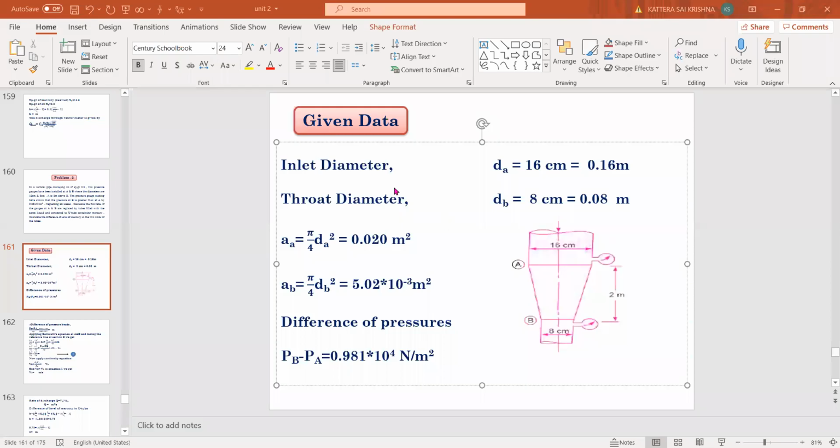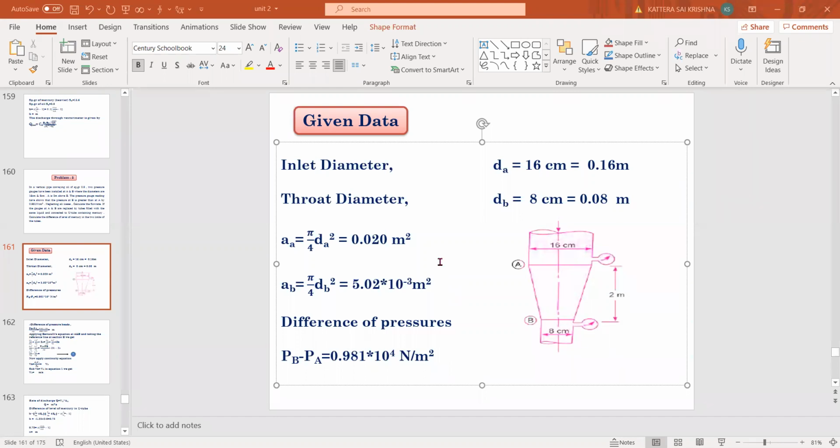So after writing the given data, next, by using this given data, what are the things we can find? We should do that now. Till now we have not seen any venturimeter which is vertical, except that HF we have taken. So in the problems we are seeing now only, right? So pressure difference we have written up to PB minus PA, which is given.